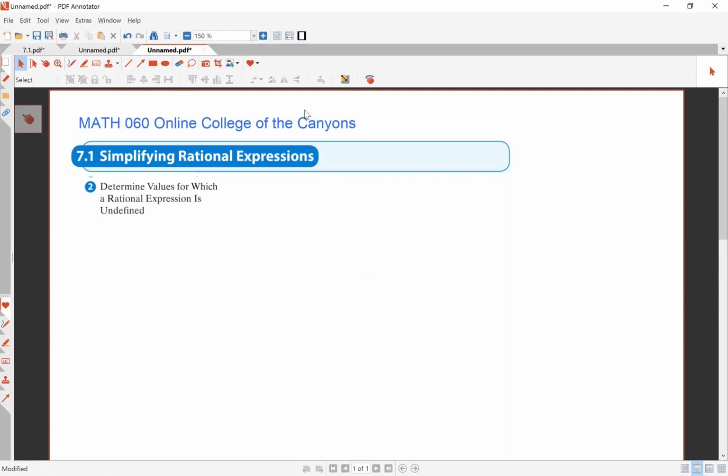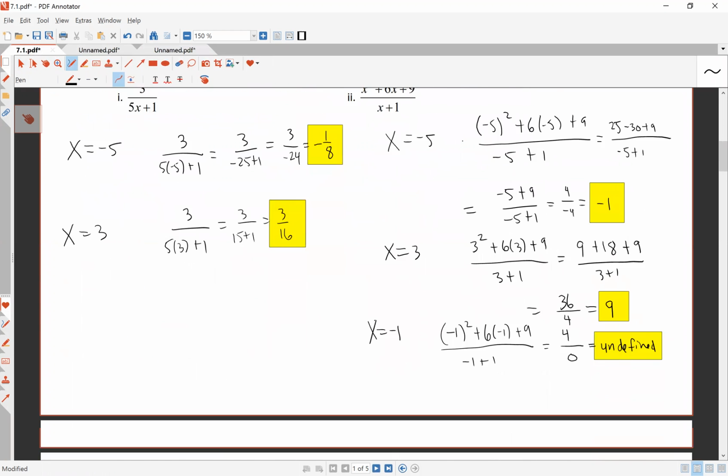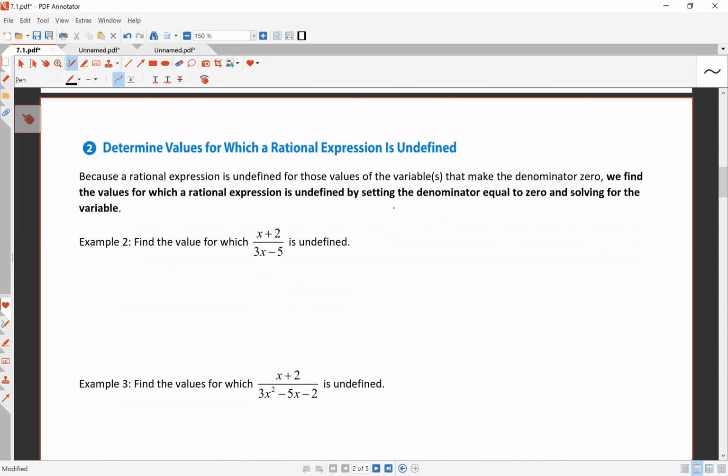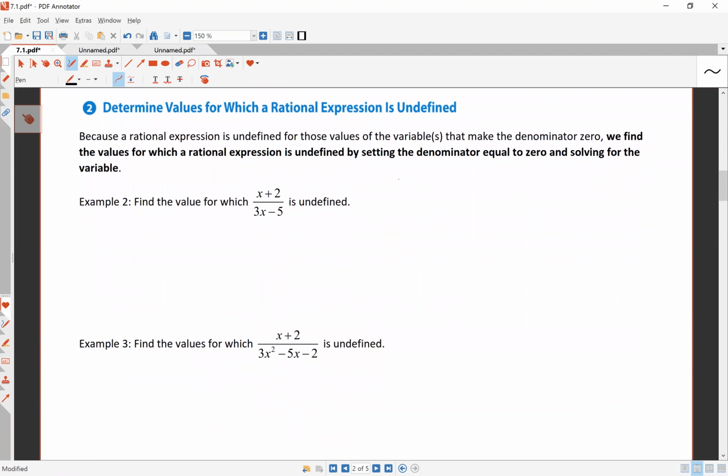Hello, this video is for section 7.1, Simplifying Rational Expressions. Objective 2, determine values for which a rational expression is undefined. In the last video, we looked at how to evaluate a rational expression, and now we look at what value makes a rational expression undefined.